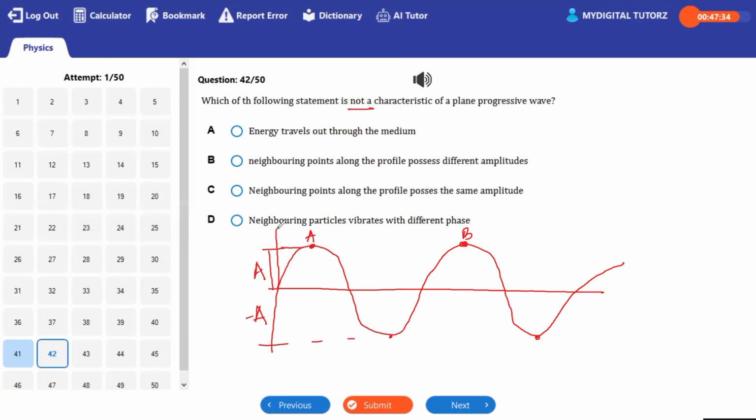The next one is neighboring particles vibrate with different phase. So if you have particle D vibrating in this direction, right? And particle E vibrating in this direction. So they are different phase. Are we together? So neighboring particles vibrate with different phase. So the correct option here is option B, which is wrong because we're looking for the wrong option. Are we together? Okay.